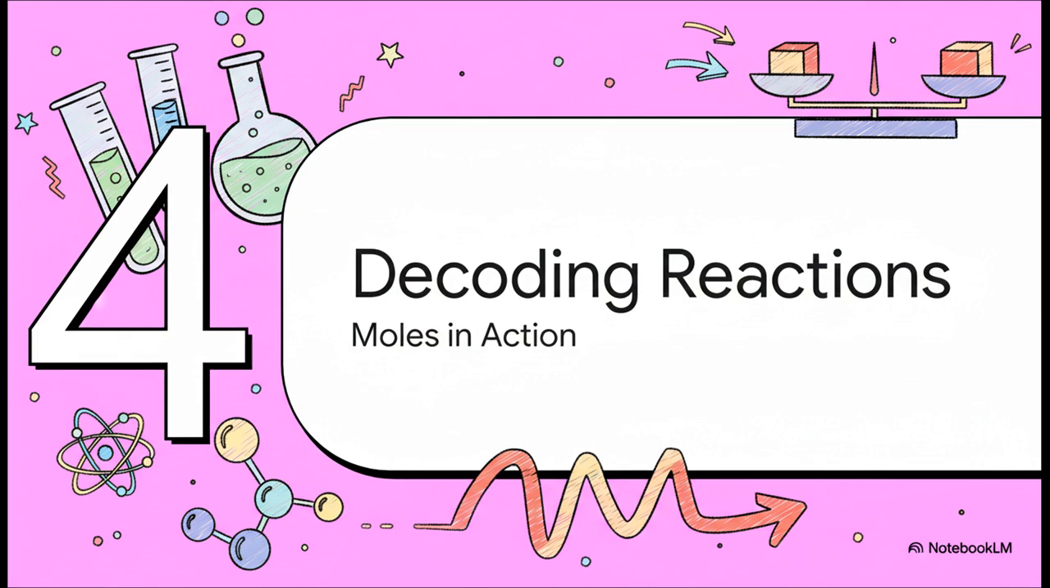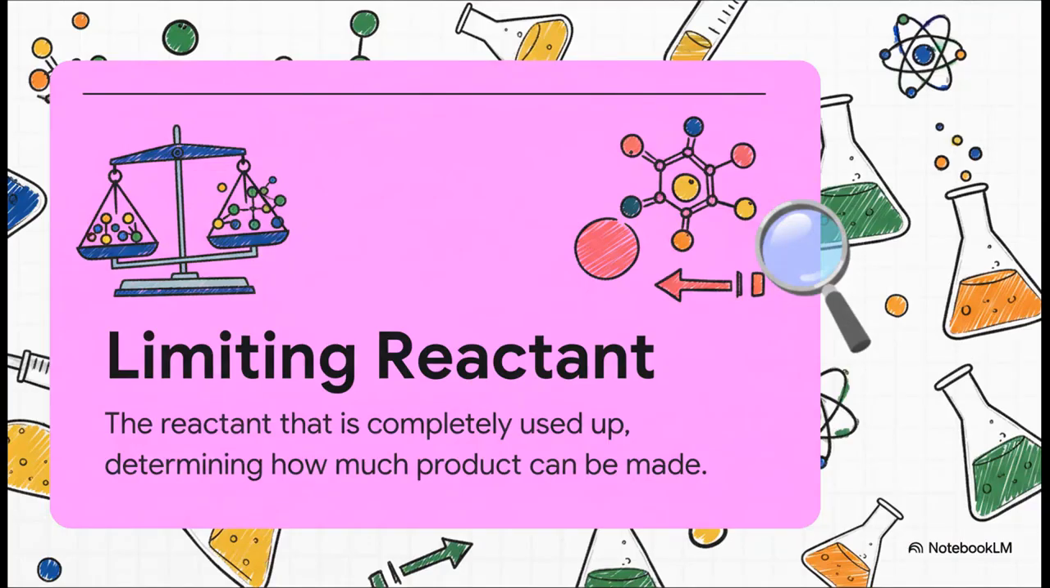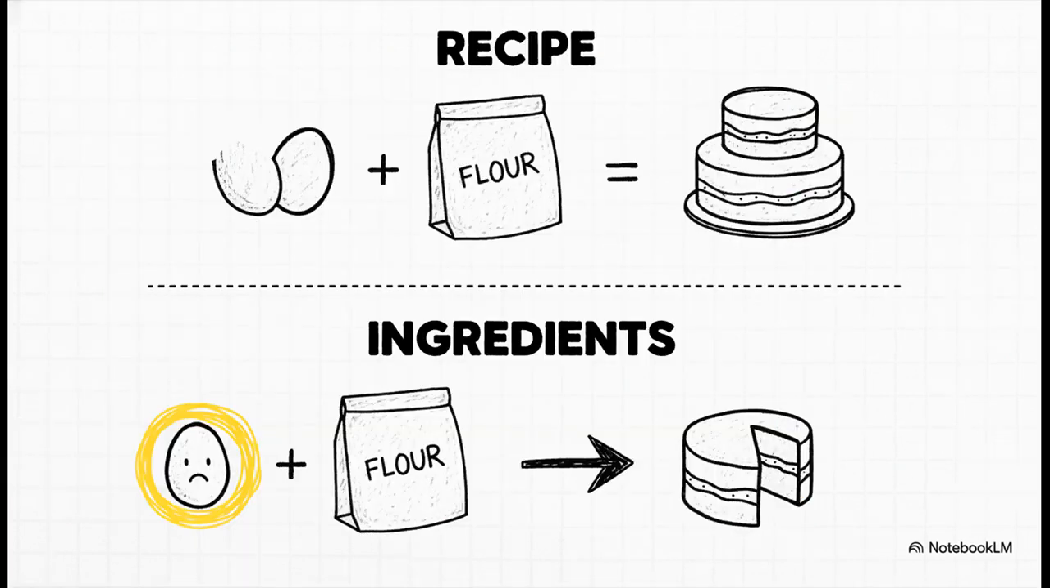entire chemical reactions. So a really key idea here is something called the limiting reactant. Basically, in any reaction, you're pretty much always going to run out of one of your ingredients before the others. That one ingredient is what stops the whole process, and it decides the absolute maximum amount of product you can make.